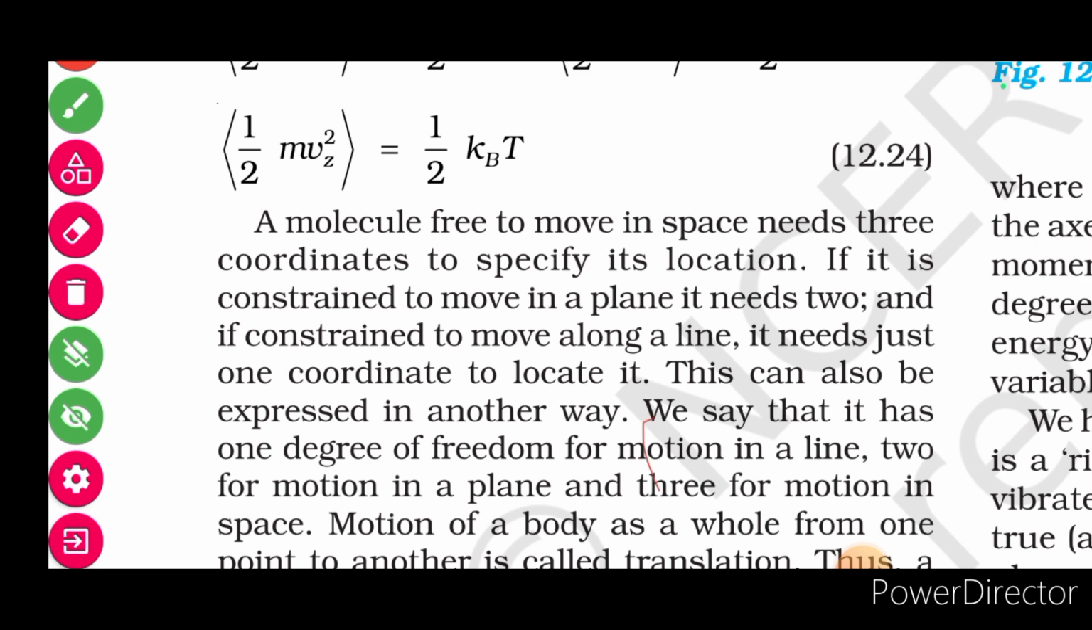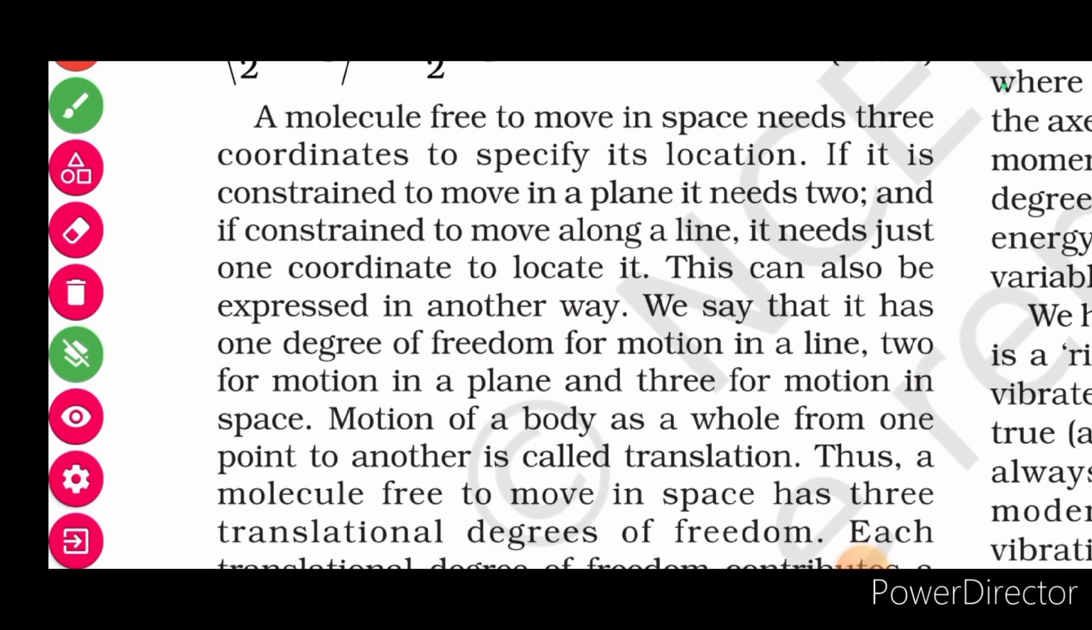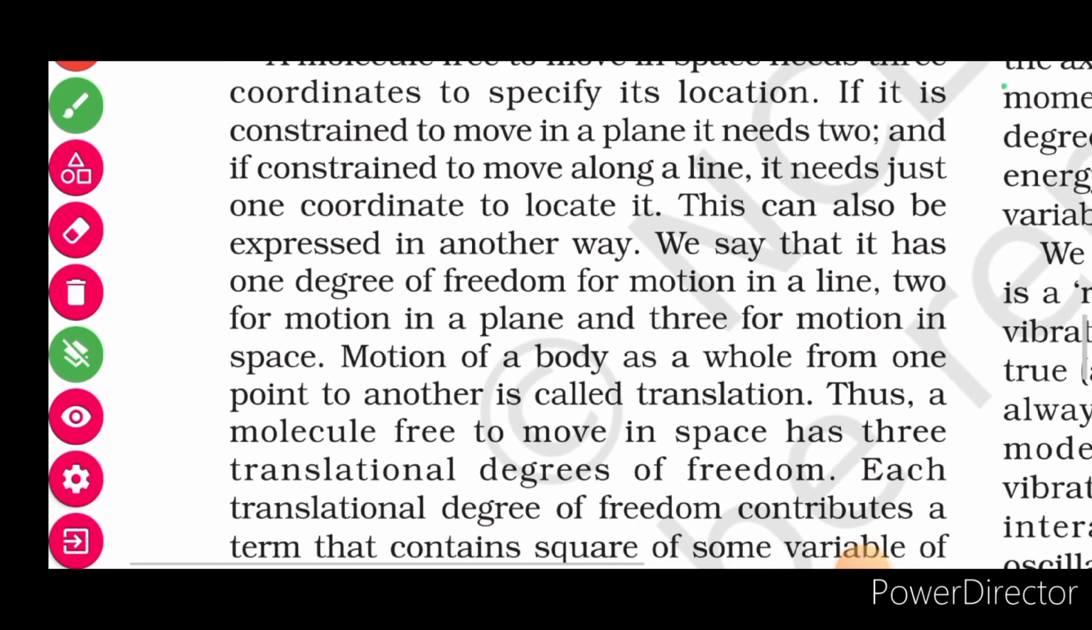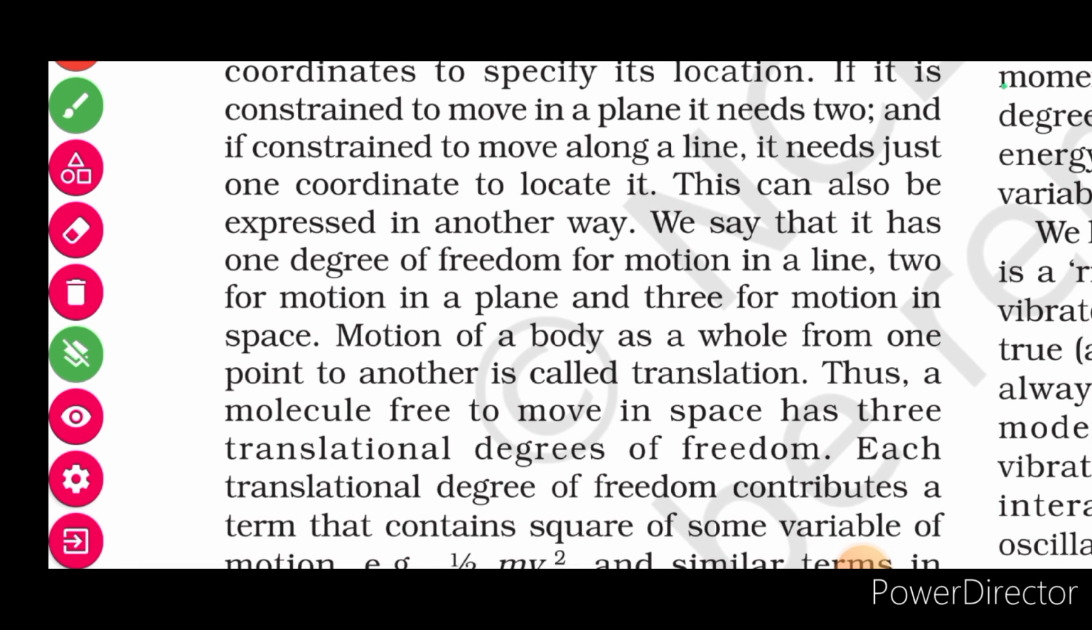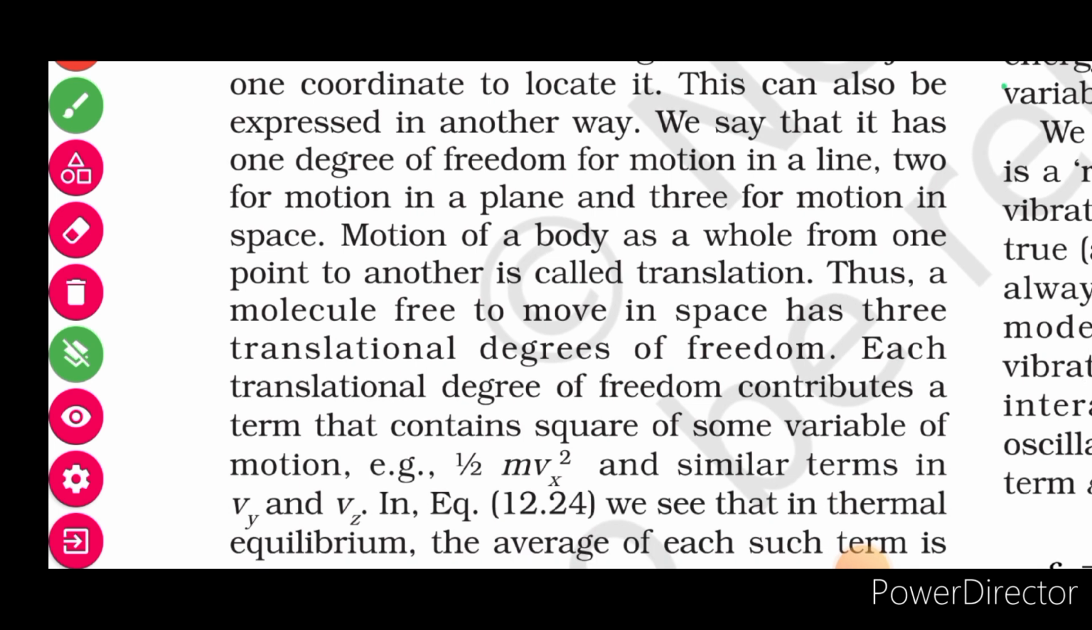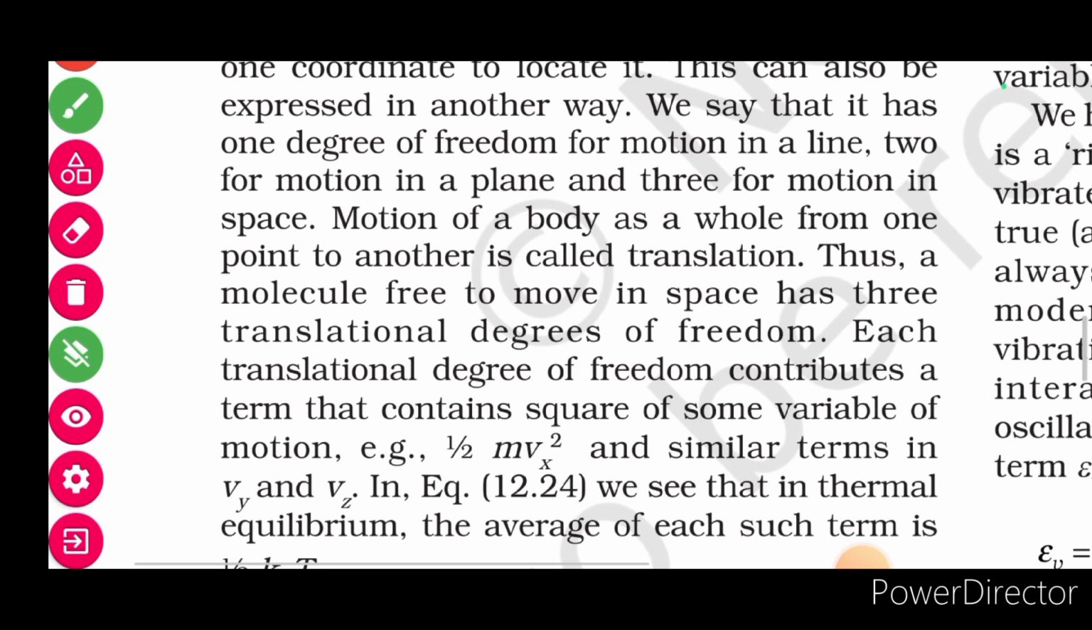This can also be expressed in another way. We say that it has 1 degree of freedom for motion in a line, 2 for motion in a plane, and 3 for motion in space. Motion of a body as a whole from one point to another is called translation. This is also clear to us. This is the basic definition of translation.